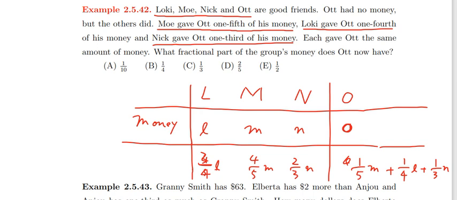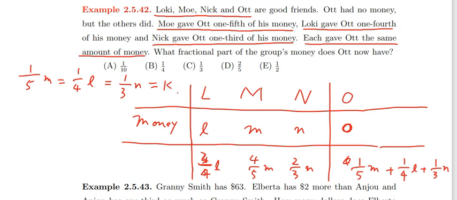So now let's say each gives out the same amount of money. So we know these three numbers are equal. So we have 1 over 5M and 1 over 4L and 1 over 3N. Those are the same, so we put this as a K.